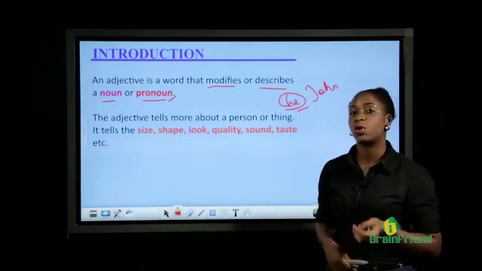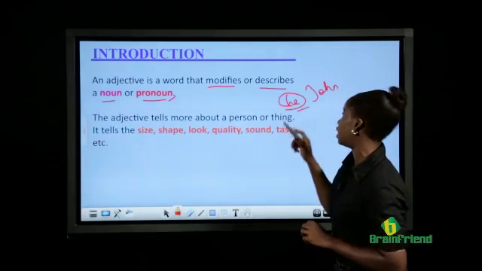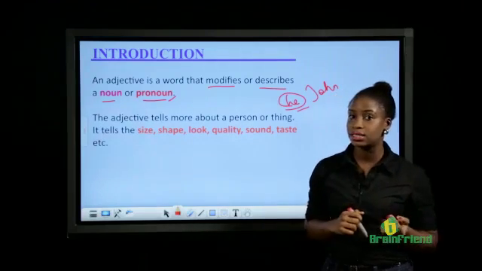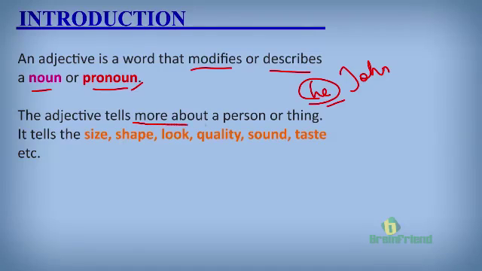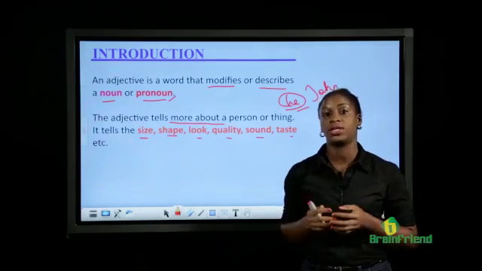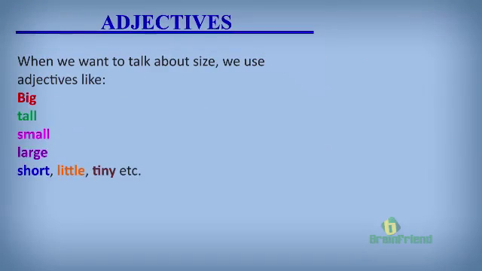So an adjective is a word that describes or modifies a noun or pronoun. And by describe and modify, I mean that an adjective tells you more about the noun. It could tell you the size, the shape, the look, quality, sound, taste, or even color. It gives you information about the noun that is being talked about. Let's take a look at some different adjectives that we have. Remember, we said we use the adjectives to tell size, shape, the way a thing looks or a noun looks.